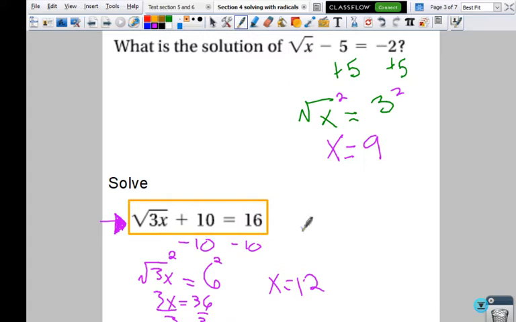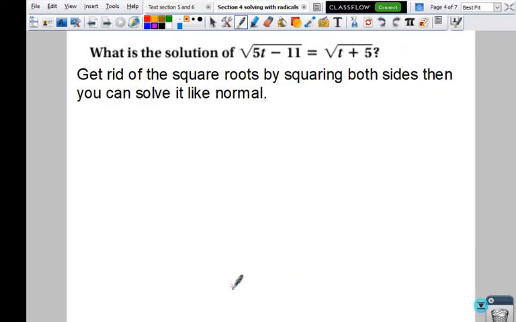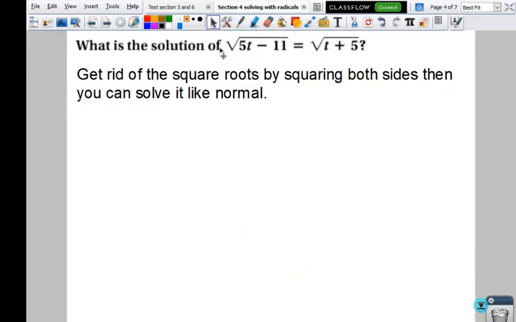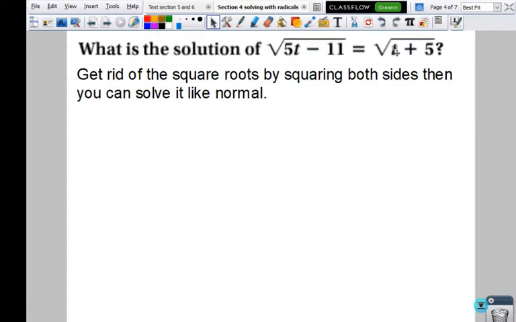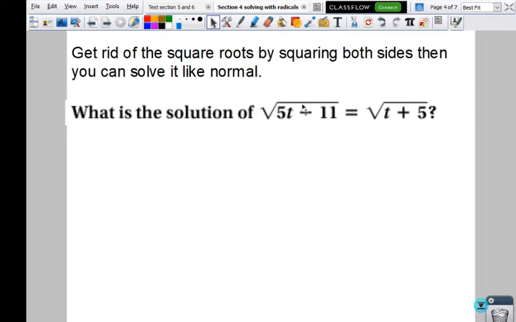Okay. So, these are kind of the simpler homeworks here. We're also gonna get into ones that are a little different. So, you can do this. The next one, I have square root of 5t minus 11, and it's gonna equal square root of t plus 5. These are both square roots, right? I'm gonna change this so I can work with it.